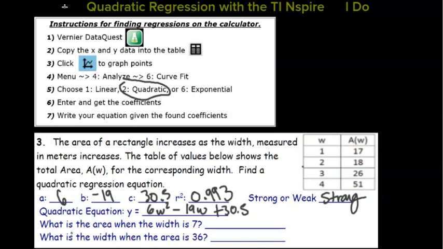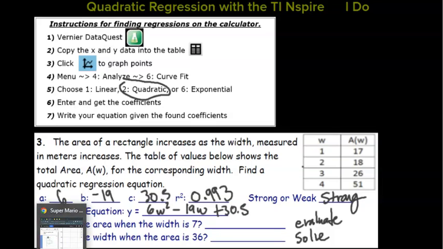Okay, it asks, what is the area when the width is 7? So we're going to evaluate here. And then it says, what is the width when the area is 36? We're going to solve this one. So let's go ahead and put those in the calculator. Let's go ahead and put it into Desmos.